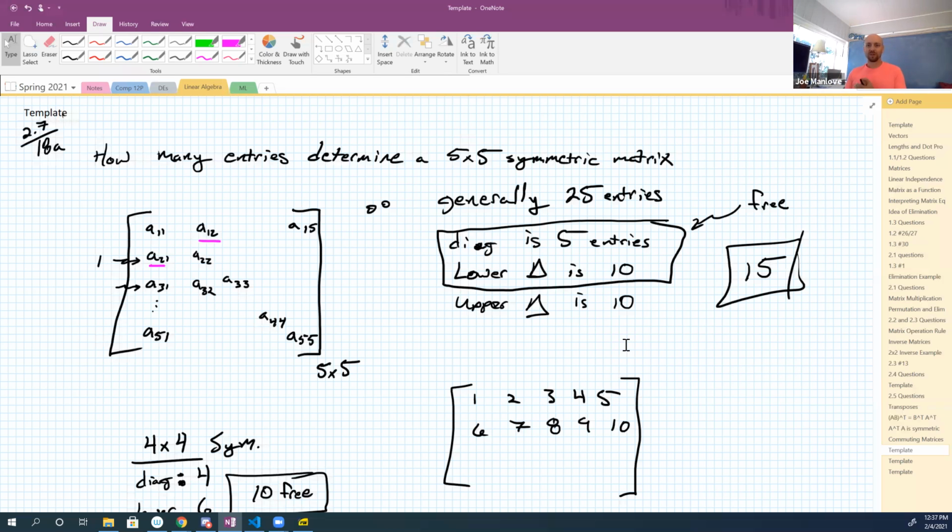You guys kind of good with this? At least with the counting part, that's okay. The matrix space thing, that can leave your head for a minute. All right. Let me stop that.